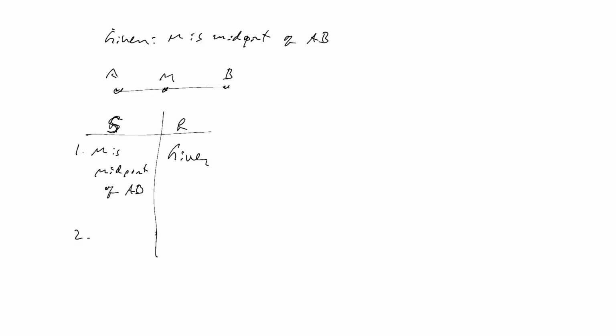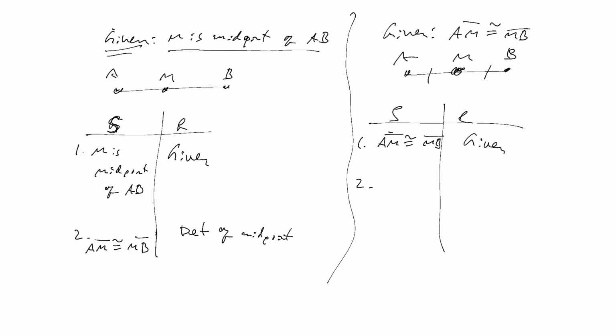So if you see in your proofs, given that M is a midpoint, you can jump straight to saying AM is congruent to MB. And on the regents, they'd be fine if you wrote definition of midpoint. And conversely, if you're given a picture and they tell you that you have a line segment and there's a point on it so that AM is congruent to MB, you can make the conclusion that M is the midpoint of AB. And you could write definition of midpoint for that also.